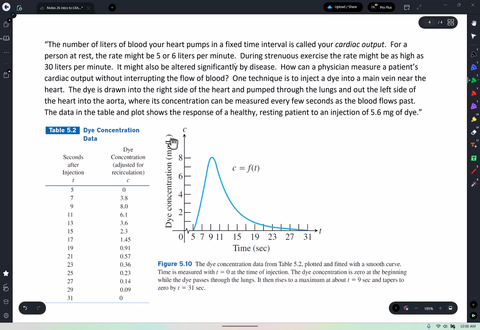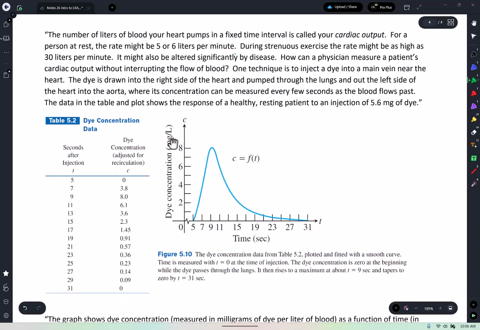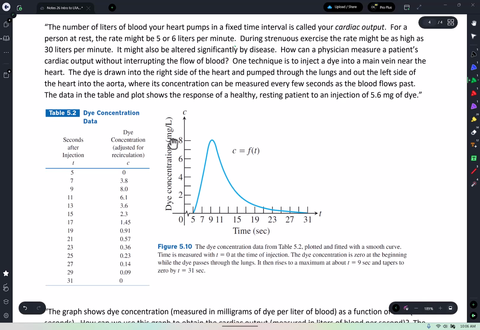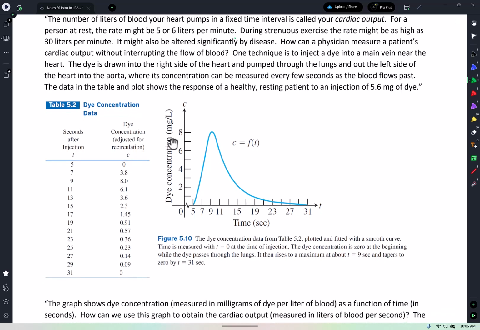One technique is to inject dye into the main vein near the heart. The dye is drawn into the right side of the heart and pumped through the lungs and out the left side of the heart through the aorta, where its concentration can be measured every few seconds as the blood flows fast. The data in the table and plot shows the response of a healthy resting patient to injection of 5.6 milligrams of dye. All right, so what are they doing?